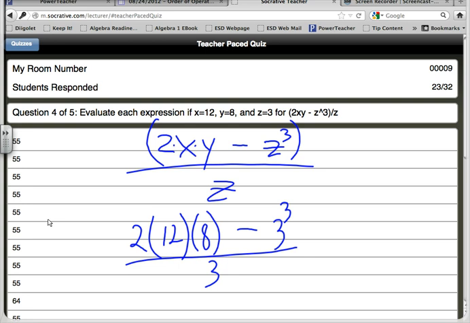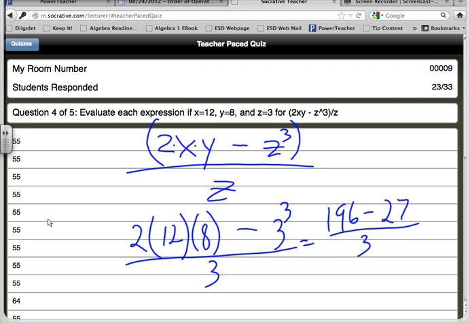And then I can also do the next thing too, if you want to save some steps. I can just go ahead and start multiplying this too, because I know that's the next thing to do anyway, right? So what is 12 times 8 times 2? 96 times 2? 196. Okay, so you're saying 196 minus 27 over 3.